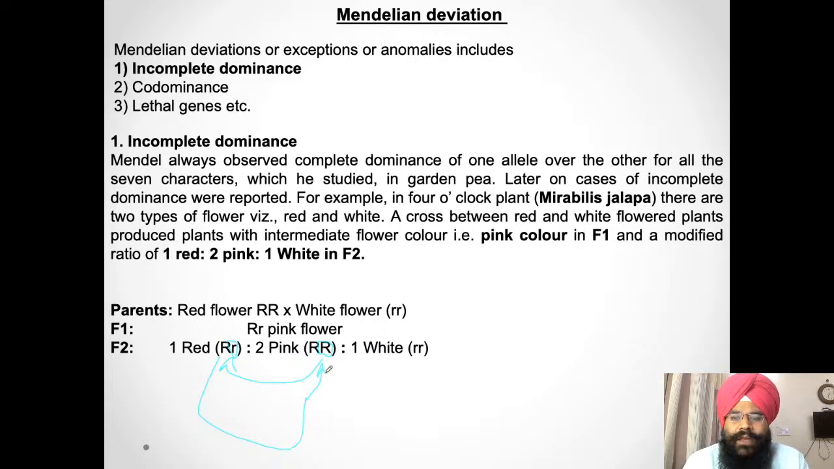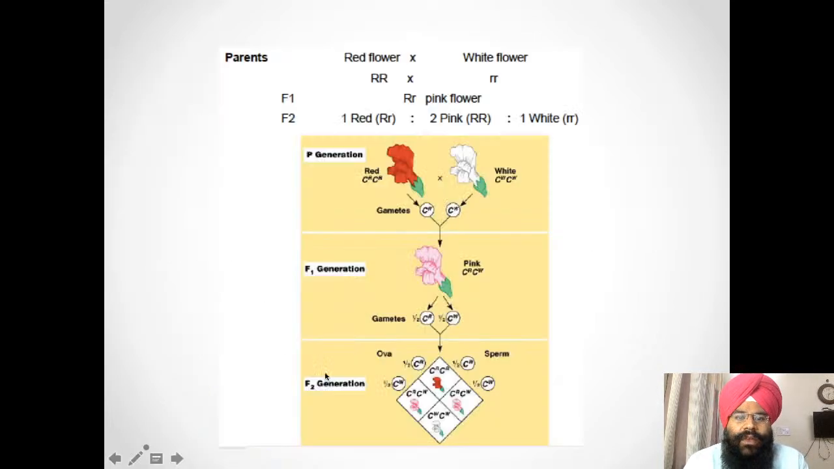So just keep these things in mind. This was the mechanism of how the red flower and white flower was produced. You can see capital R and white flower with small r. If the F1 hybrid is capital R, small r, that is pink flowers. Then red, pink, white. So you have red flower, pink flower, white flower.